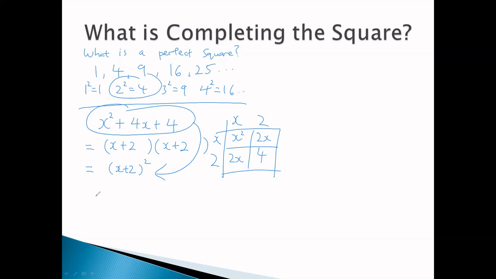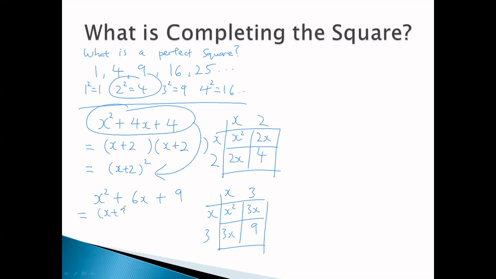So I can give you an example again. Maybe x squared plus 6x plus 9. And I tell you, this is a perfect square. So why? Let's try it out again. x squared, 9. x, x, and perhaps 3 and 3. So I get 3x plus 3x is 6x. So I'm correct. So it is x plus 3, x plus 3. And therefore I get x plus 3 squared.